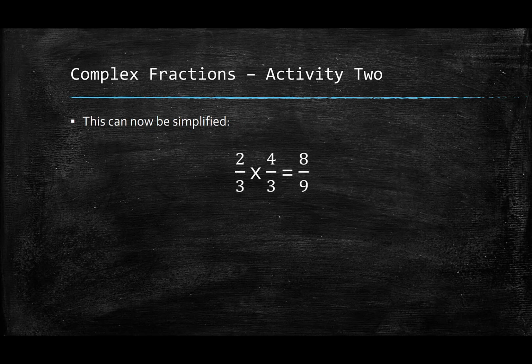We can now simplify our multiplication problem. 2/3 times 4/3 equals 8/9. Therefore, 2/3 divided by 3/4 equals 8/9.